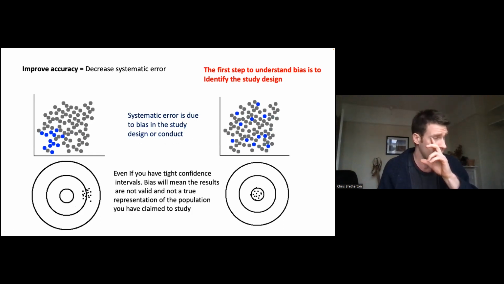So now, how are we going to improve the accuracy? Accuracy is really all about systematic error or bias. What that means is, let's say all these dots are people in the population. The blue dots here show that you only sampled a certain subsection of the population, and your results are only accurate and relevant to a certain subsection because of some bias that you had in your study.